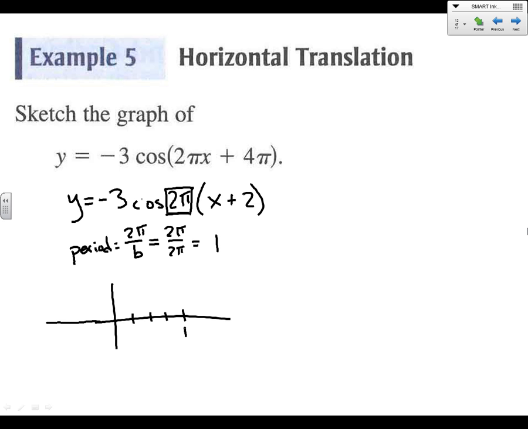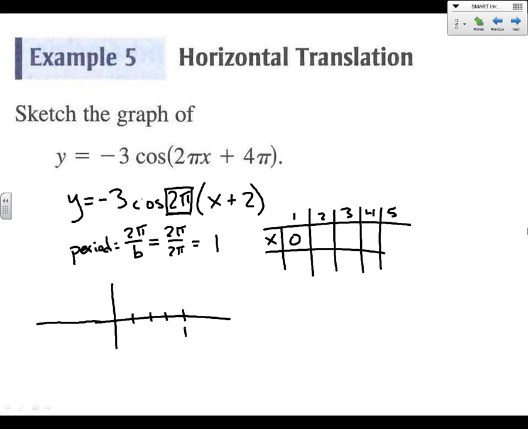So instead of starting at 0, we'll do our table for our 1, 2, 3, 4, 5 points. Our x values normally would be at 0. We would finish at 1. So the halfway point would be 0.5. Quarter point would be 0.25. And so 0.75 would be the 3rd quarter point. Now we're going to be shifted minus 2. So we'll be at negative 2, negative 1.75, negative 1.5, negative 1.25, and negative 1.